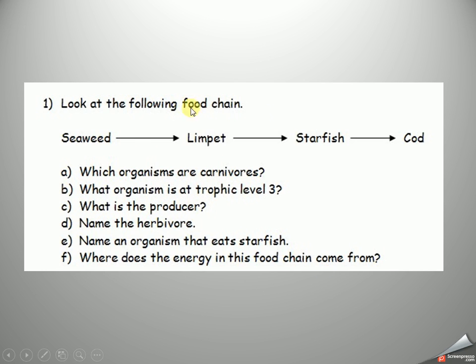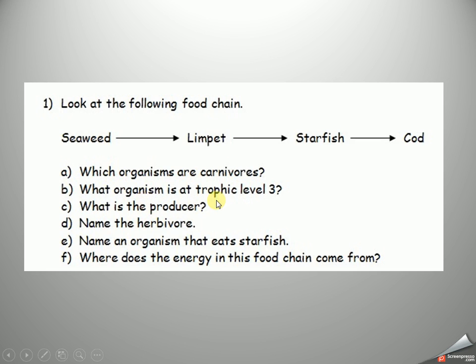Okay, look at this food chain. Which organism is a carnivore? A carnivore is something that just eats something else. So in this case, it will be the starfish because it's eating the limpet. Another one could be cod because it's eating the starfish. The arrows always point in the direction that the energy is going. So the limpet is consuming the seaweed because the energy from the seaweed is going towards the limpet.